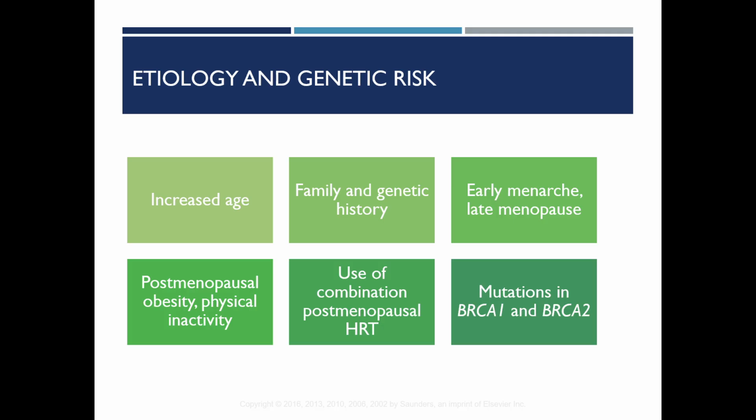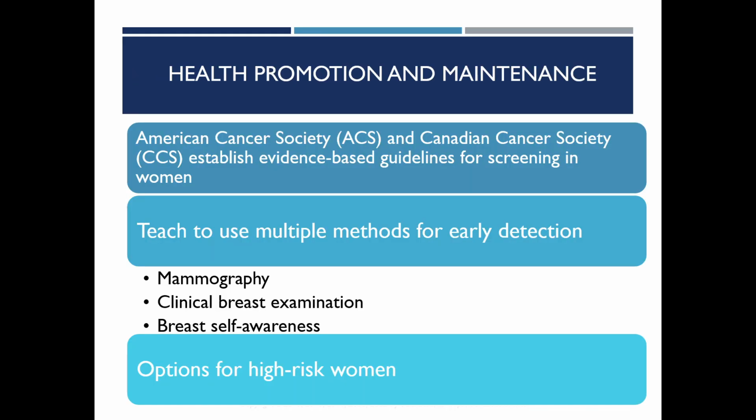All right, it talks about the etiology and genetic risk. It says increased age is the primary risk factor for breast cancer in both women and men. Now, there are some risk factors that can be changed, called modifiable, and one of those is obesity, also increased body fat, physical inactivity, combination hormone replacement therapy, smoking, and alcohol use.